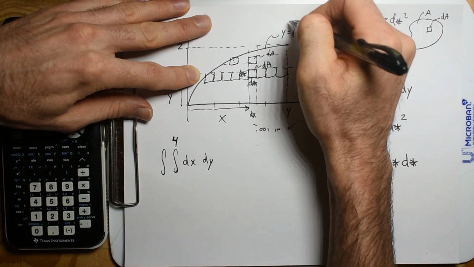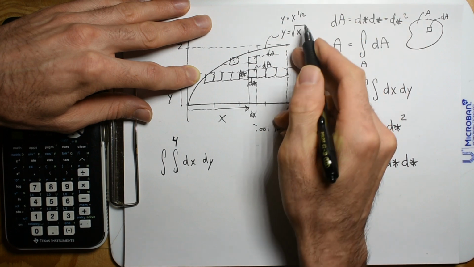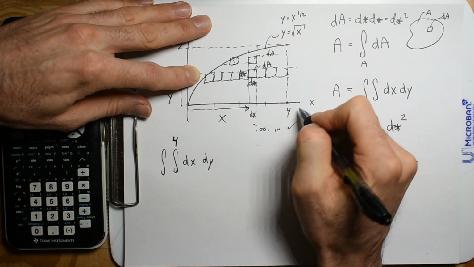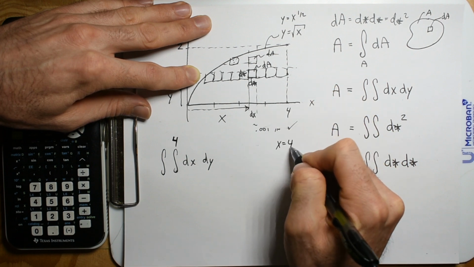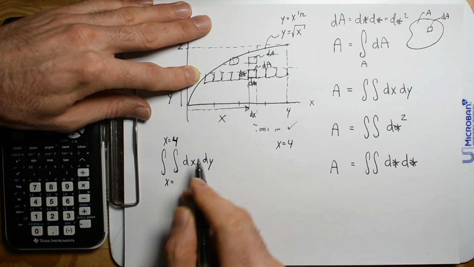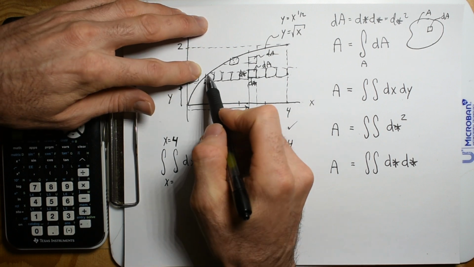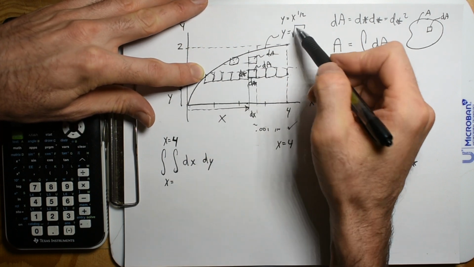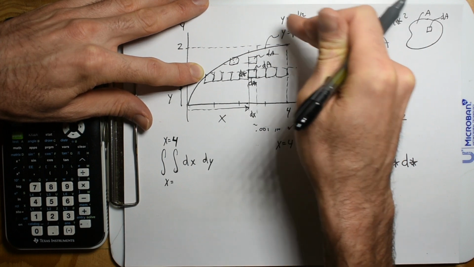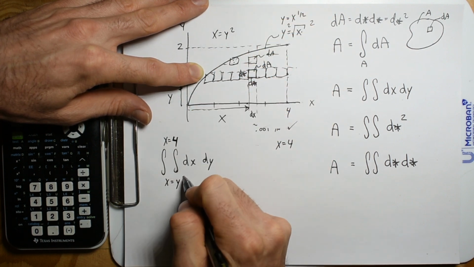So let's see, what is our equation? Our equation says y is equal to the square root of x, or x to the 1/2. And over here, this was x is equal to 4. So I must put x is equal to something right here. Do I start at x is equal to 0? No. But on this equation, I need to rearrange it. Basically square both sides, and that gives me x is equal to y squared. So that's where I'm starting, x is equal to y squared.